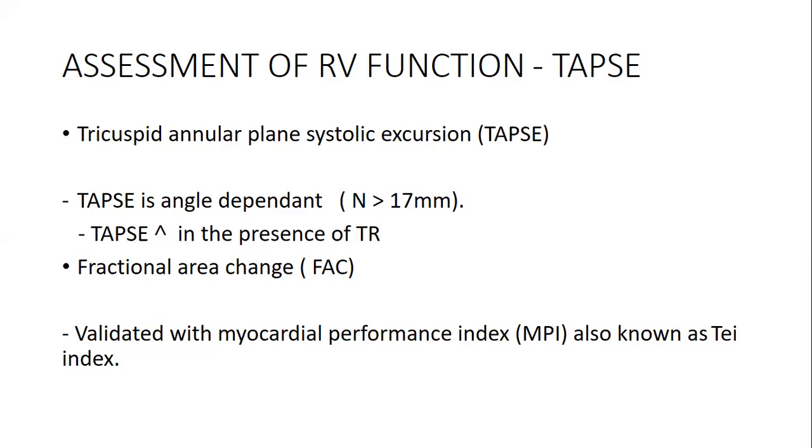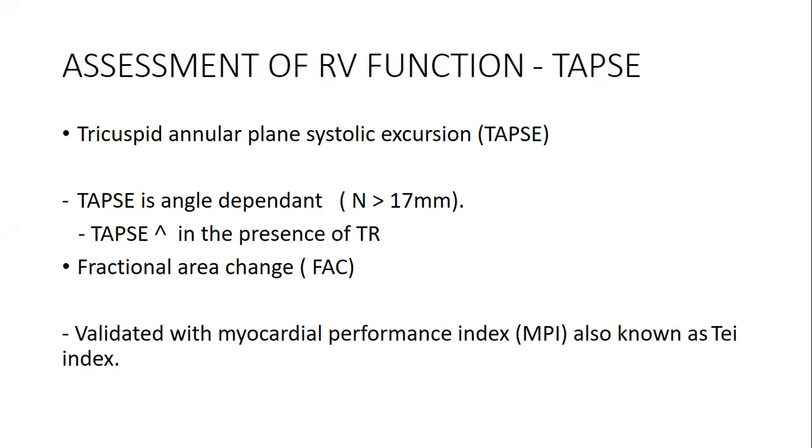So TAPSE is nothing but the distance by which the lateral annulus moves from the base towards the apex. So we measure that distance, and normally it should be more than 17 millimeters. Others will give you parameters like 17 to 20 millimeters. It is considered normal. The higher the displacement, I'll show you the image.